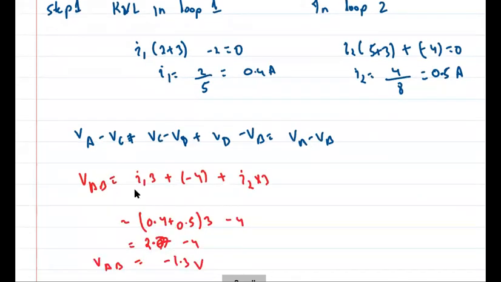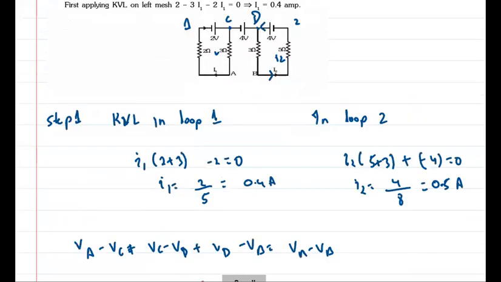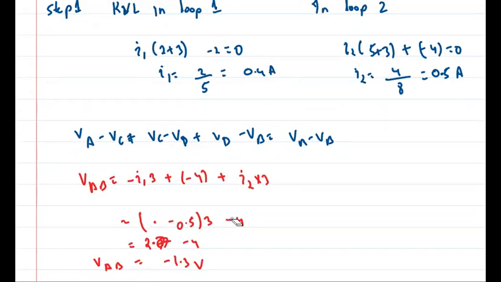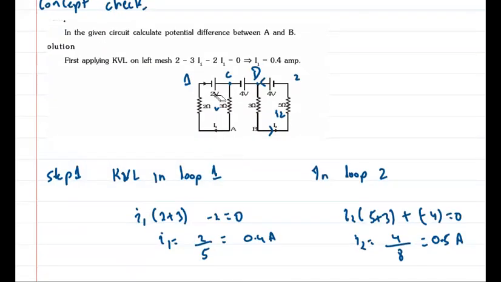So yahan pe plus ki jagah kya ho jayega? Minus ho jayega na? Haan ya na? Tell me. This is minus, right? Right, everyone? Hai na? Yahan pe choti si galti hui hai. This will be minus I1 into 3, because current is coming from C to A, but I'm taking from A to C. Okay?